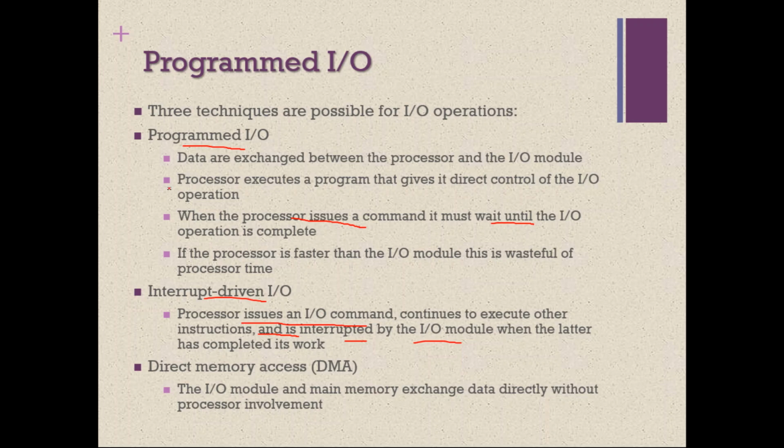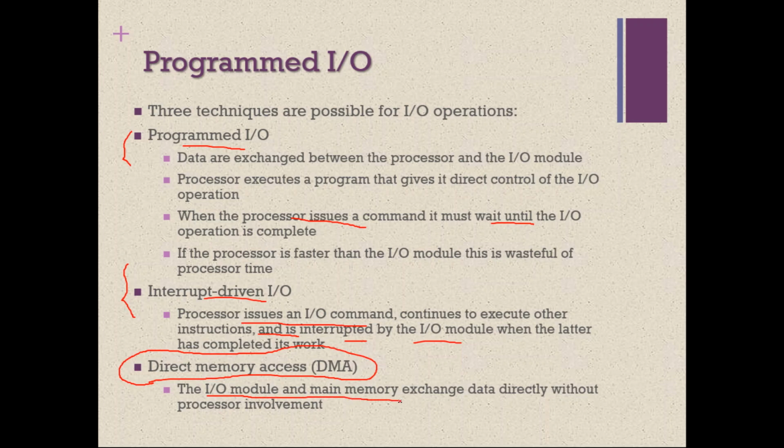Right? So this is how programmed IO works, and this is how interrupt driven IO works, and in both of them the involvement of the processor is required. Whereas for the third method, using the direct memory access technique, processor involvement is not required, for transferring data between memory and IO module.